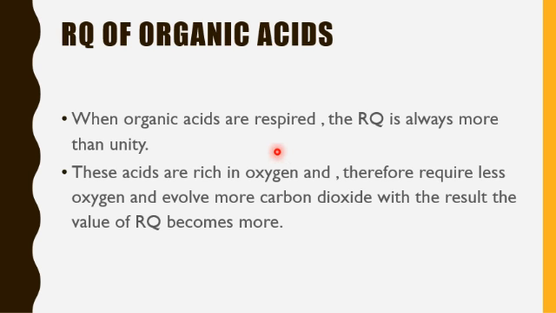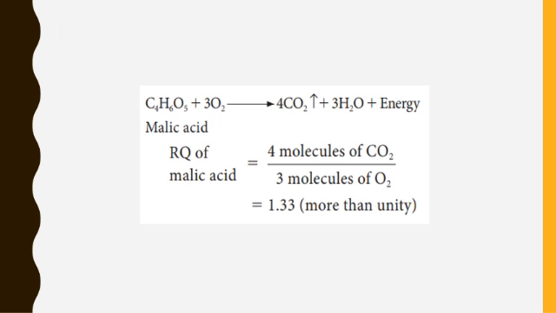So the RQ of organic acids. When organic acids are respired, the RQ is always more than unity, that is more than 1. These acids are rich in oxygen and therefore require less oxygen and evolve more carbon dioxide. With the result, the value of RQ becomes more than 1. Here is an organic acid, that is malic acid. You have 4 molecules of CO2 being evolved and 3 molecules of oxygen being consumed. So the result comes out to be 1.3, that is more than unity.